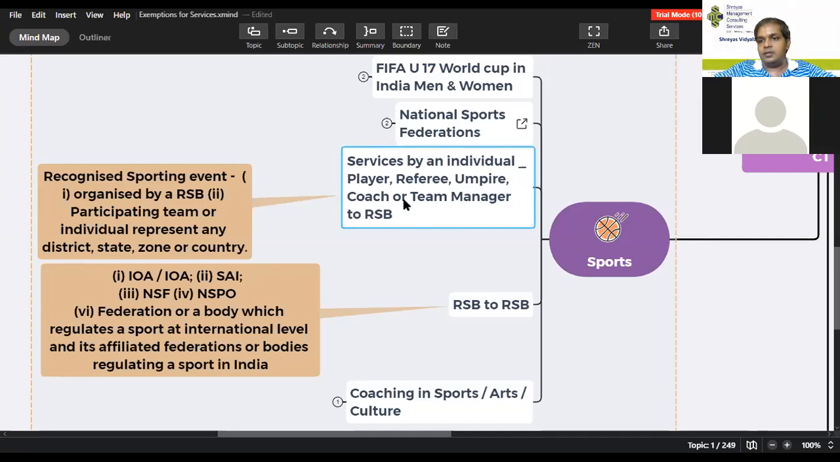That income is not taxable. That income is exempt, provided BCCA is a recognized sports body. I have not yet seen whether BCCA is a recognized sports body or not. I am only making an assumption that BCCA is a recognized sports body. So whatever services these people provide to BCCA is taxable. Sorry, exempt. That's what they are trying to say.